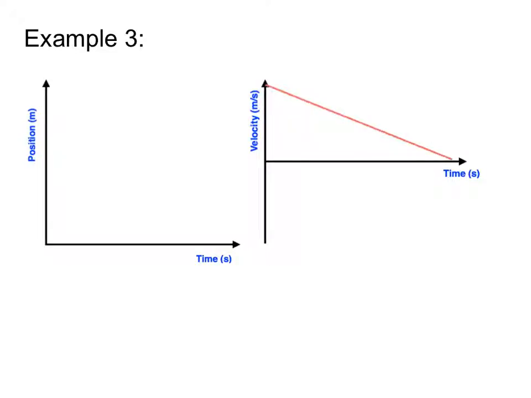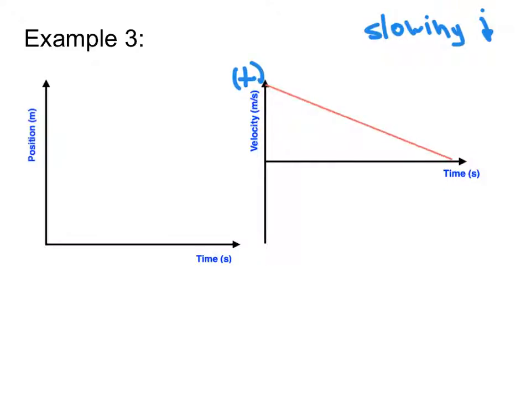Okay, next example. Hopefully this is kind of settling in. Let's try this one. Velocity versus time graph looks like this. Okay, we can kind of tell stuff about its motion. We know it's slowing down. And we also know that's moving in the positive direction because the curve is in the positive region.